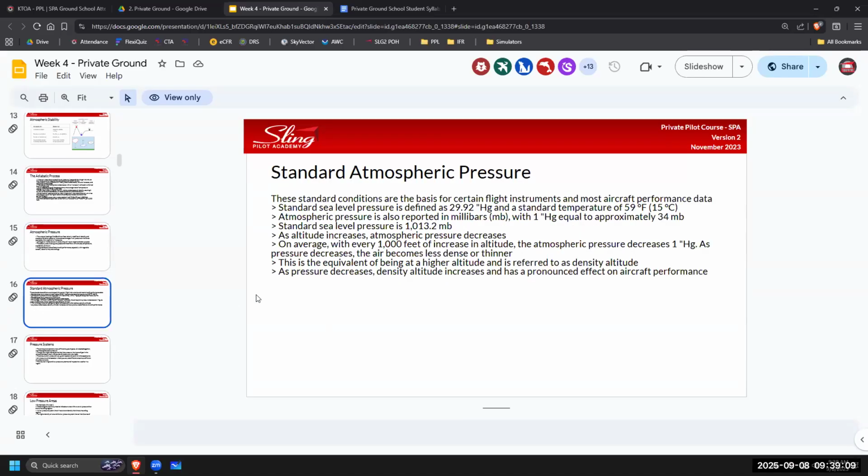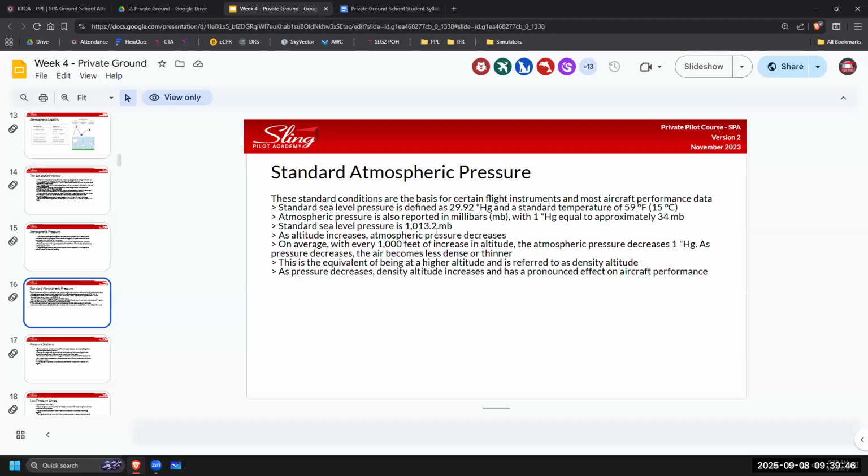Let's keep going. Standard atmospheric pressure. We've already gone over this, but there's also a standard temperature of the atmosphere. So standard sea level pressure is 29.92, and this is inches of mercury. Little Hg, that's inches of mercury. And then standard temperature is 59 degrees Fahrenheit or 15 degrees Celsius. If you don't have this memorized, write it down. This is going to be important in performance calculations. You need to know the standard temperature and the standard pressure.